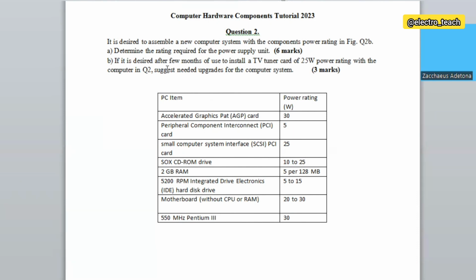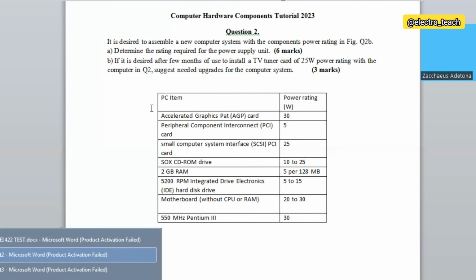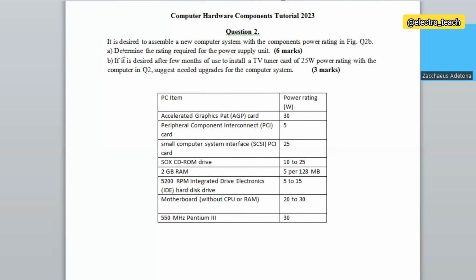And there's question B here: if it is desired that after a few months of use, we want to install a TV tuner card of 25 watt power rating to the computer, what is the upgrade that will be needed? Do we need to upgrade the power supply unit or something else in the computer? We're going to answer that also. That one is based on the answer you get on question 2A. Question 2A will determine whether we need an upgrade or not in question B.